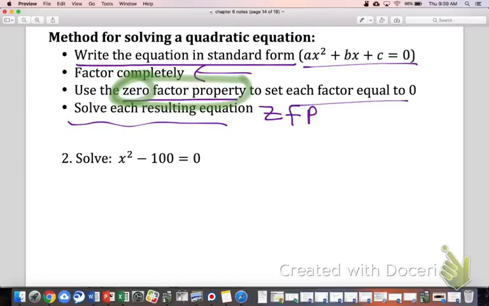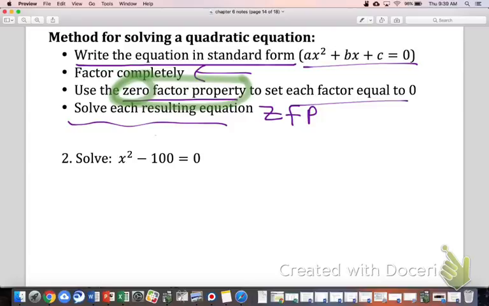X squared minus 100 is equal to 0. Let's take a look first. Is there a GCF that I could factor out of x squared minus 100? Between the x squared and the 100, is there any number that goes evenly into both? No. Do they both have an x? No. And so there is no GCF to factor out. Once you've factored out the GCF or determined that there is no GCF to factor out, we want to look at what's left over. How many terms are there? 2 terms.